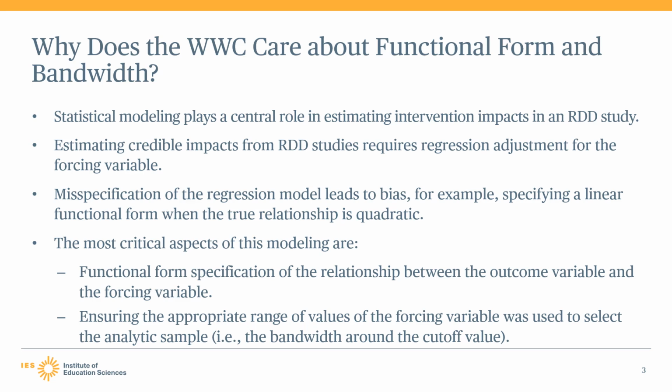For example, if a linear functional form was specified for the impact analysis when in fact the true relationship was quadratic. Thus, two of the most critical aspects of statistical modeling in RDDs are the functional form specification of the outcome forcing variable relationship and the bandwidth, or the range of forcing variable values used to select the analytic sample.